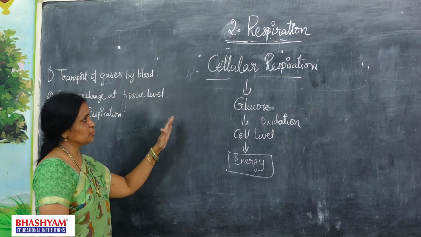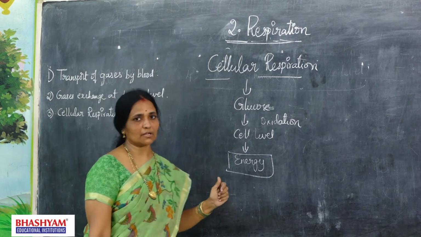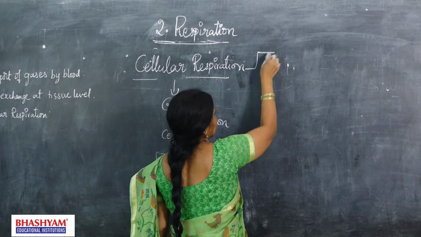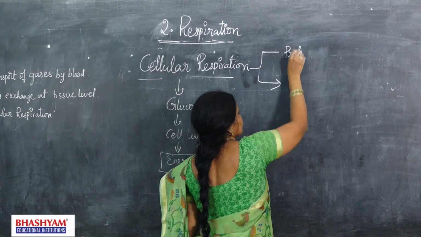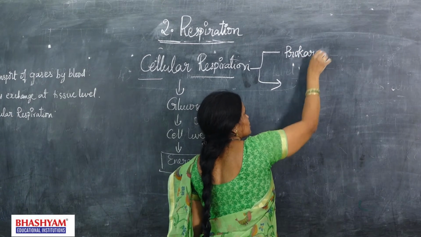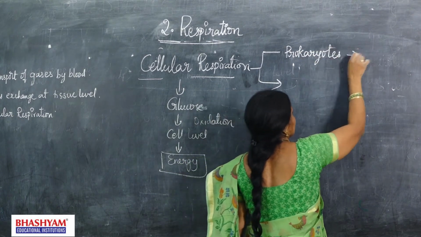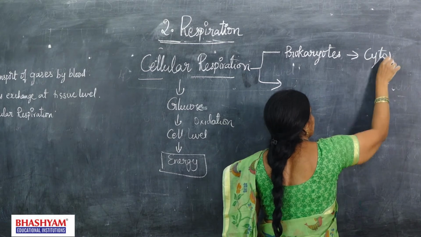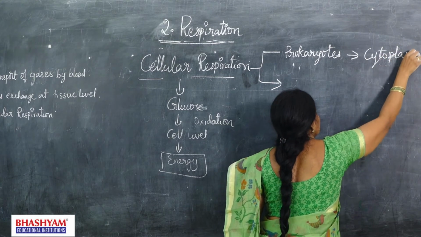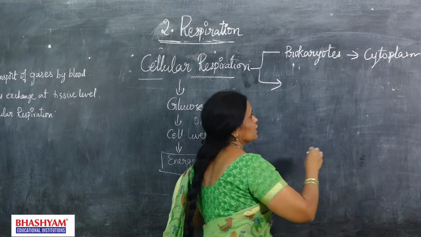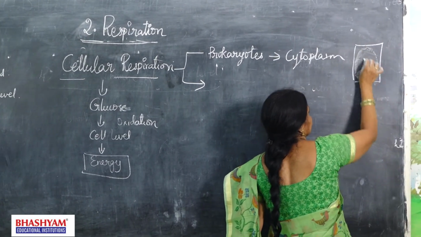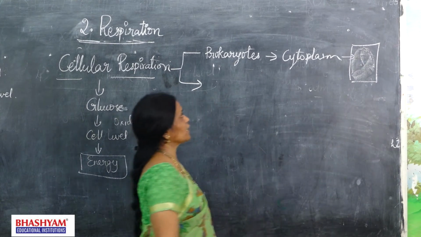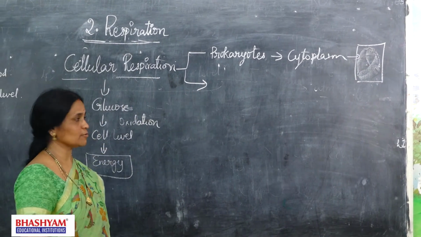Coming to the location of cellular respiration, in prokaryotes, cellular respiration occurs only in cytoplasm. Cytoplasm is nothing but cell fluid. So in prokaryotes, cellular respiration occurs in cytoplasm.